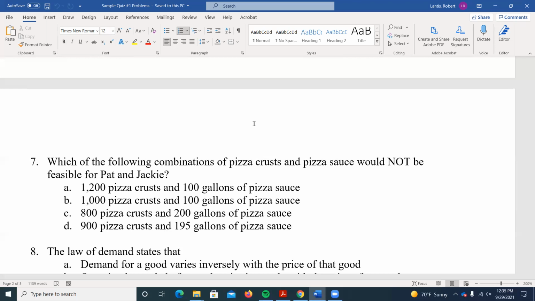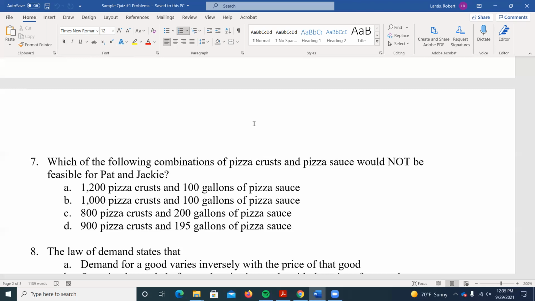Once Jackie's producing 800 crusts, how many gallons of sauce has she given up producing? Yeah, from the original starting point, right? We're now at 100 gallons. Or think about it this way: now the only person in our economy who's producing sauce is Pat. So we're at whatever he can, the maximum.